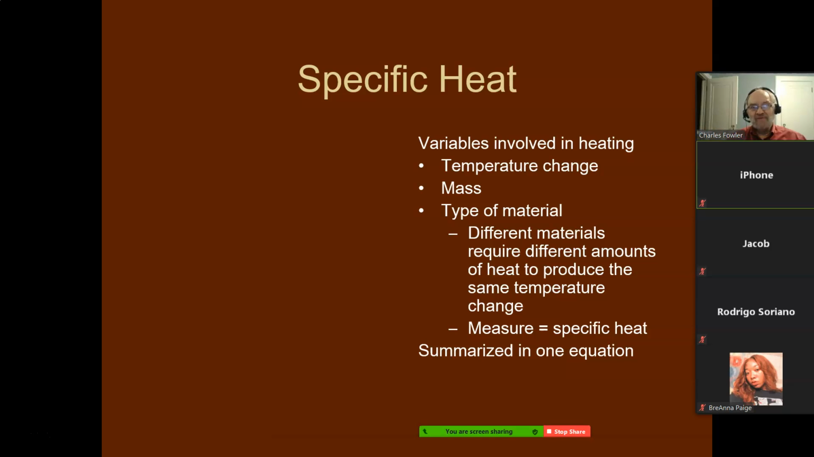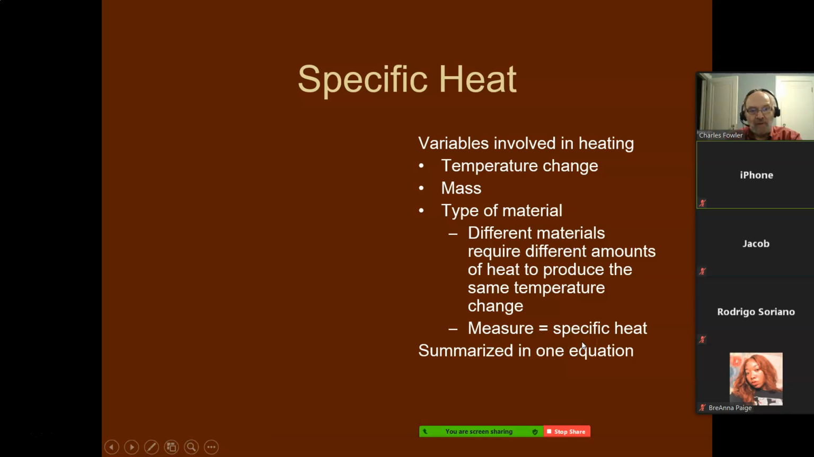It's because you have a temperature change anytime you're heating something. Also, you have mass. Remember, we talked about the thimbleful of water as opposed to a bathtub of water. That enters the picture here. But we also have different types of material. Like I said, some of those pegs were aluminum, some were iron, some were copper. Different materials require different amounts of heat to produce the same temperature change. What that measures is your specific heat.